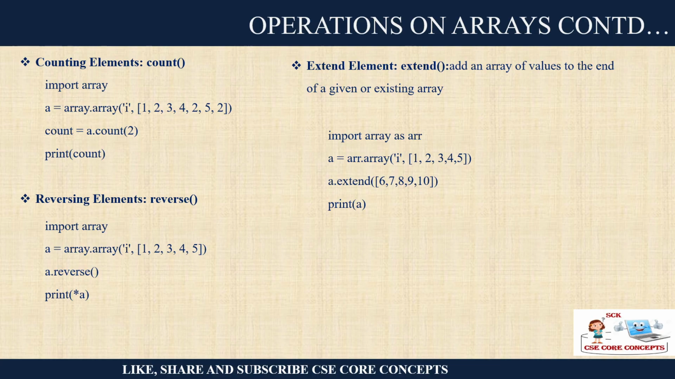Then counting the element occurrences. Counting here means not the elements, but counting the occurrences of that particular element. So if you want to count 2, how many times is 2 appearing here? 1, 2 and 3. So it will return 3. Reversing is done using the reverse function. Okay, it is an inbuilt function.